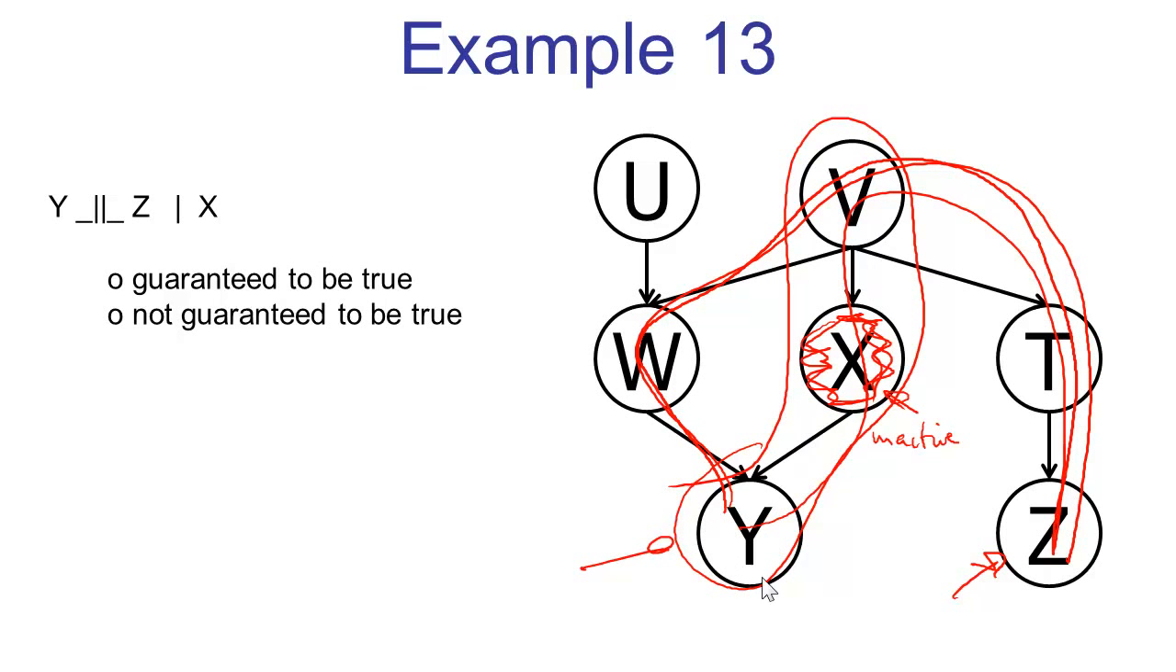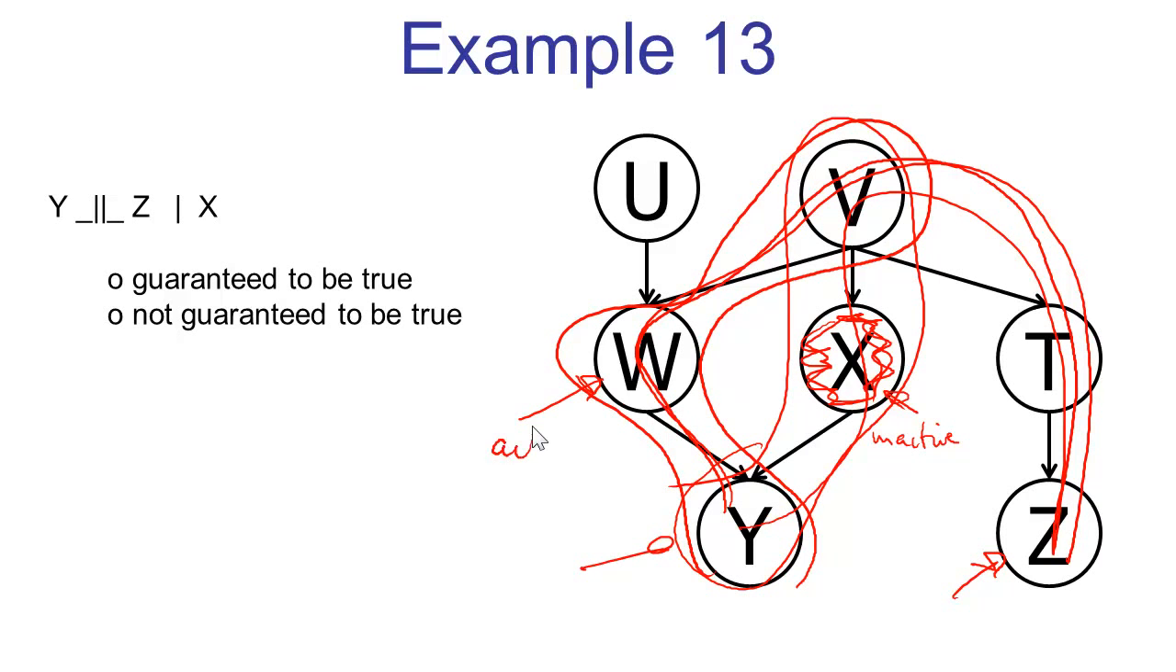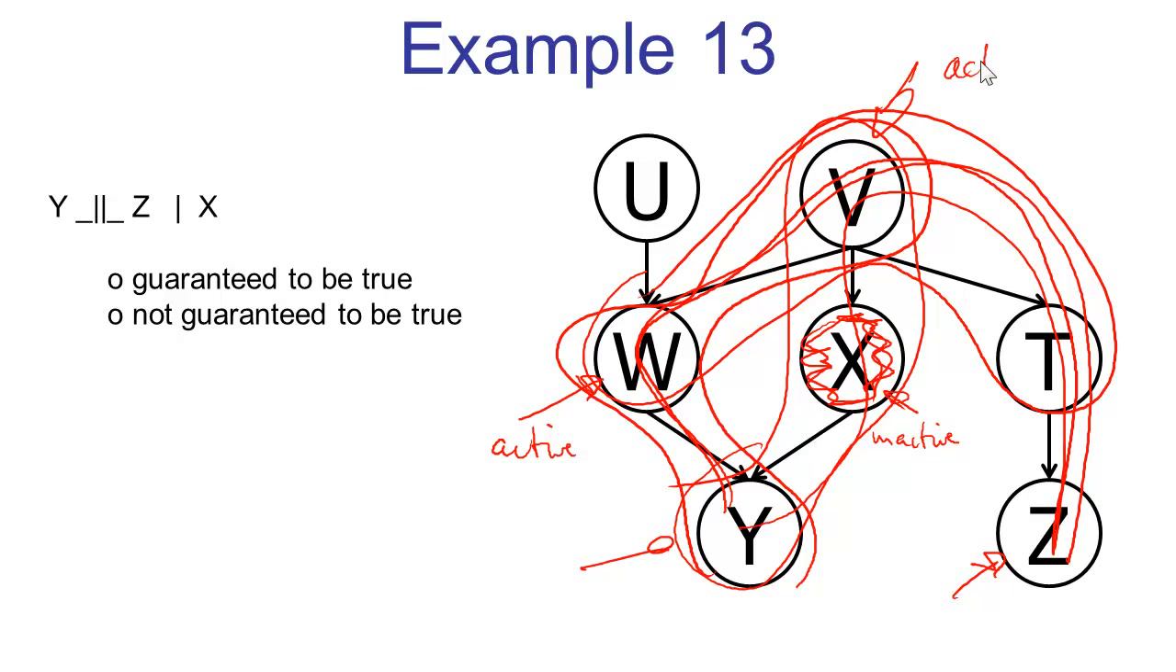This path consists of a triple YWV, which is a causal chain with the middle node unobserved, so this triple is active. Then there's a triple WVT, which is a common cause with the middle node unobserved, so also active. And then there is VTZ, which is again a causal chain, and again the middle node is unobserved, which means it's active.